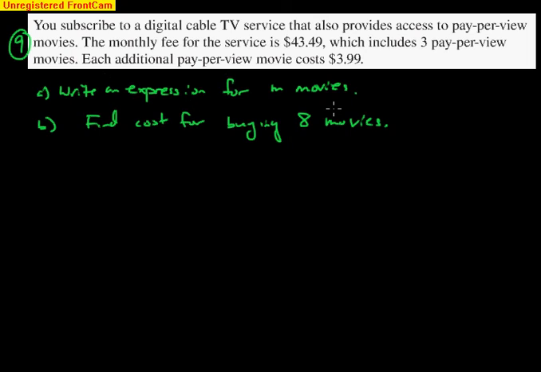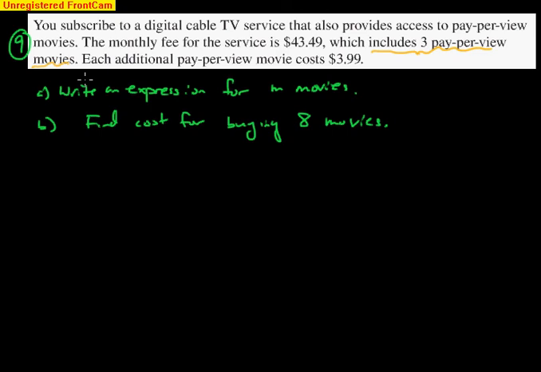Okay, here's our last problem, problem number 9. It's another word problem. It says you subscribe to a digital cable TV service that also provides access to pay-per-view movies. The monthly fee for the service is $43.49, which includes 3 pay-per-view movies. And this is so key. When you see this includes 3 pay-per-view movies, you need to understand that those are already included.